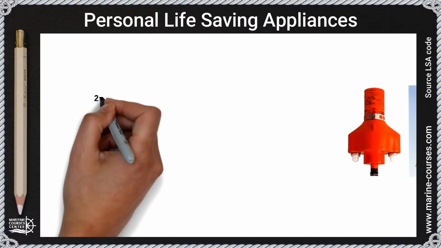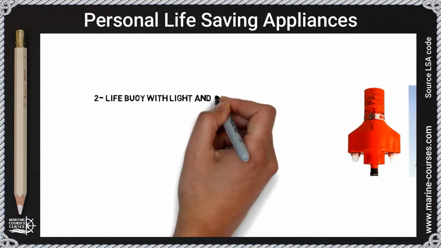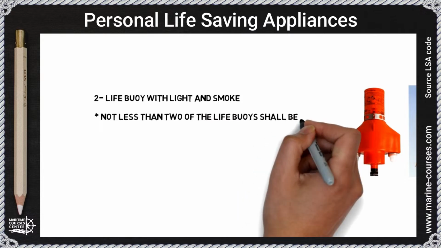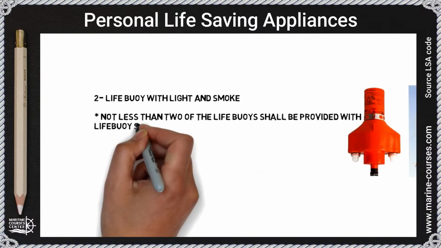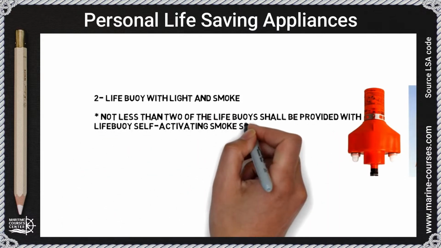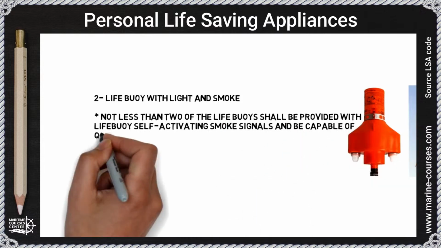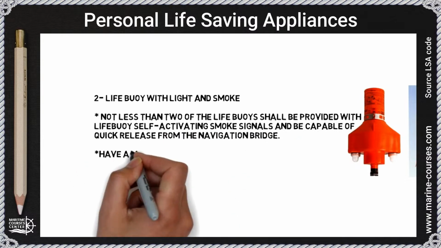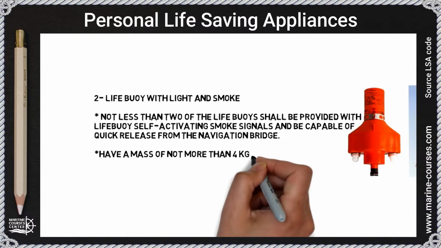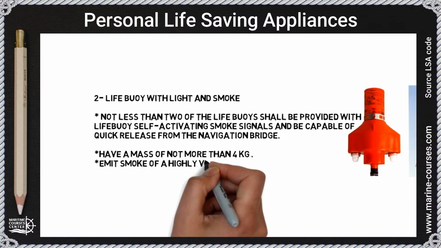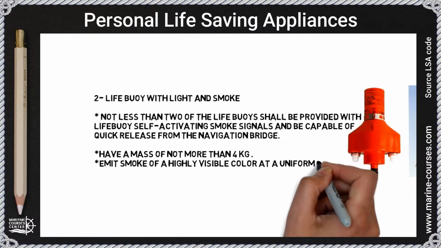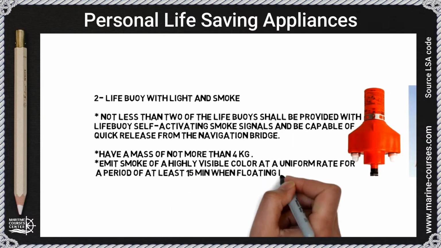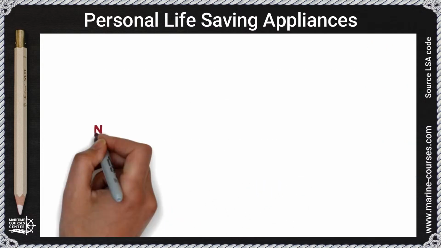Second, life buoy with light and smoke. Not less than 2 of the life buoys shall be provided with a self-activating smoke signal and be capable of quick release from the navigation bridge. Have a mass of not less than 4 kg. Emit smoke of a high-visibility color for a period of not less than 15 minutes.